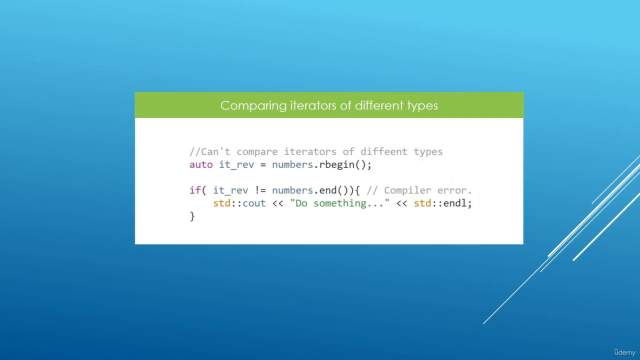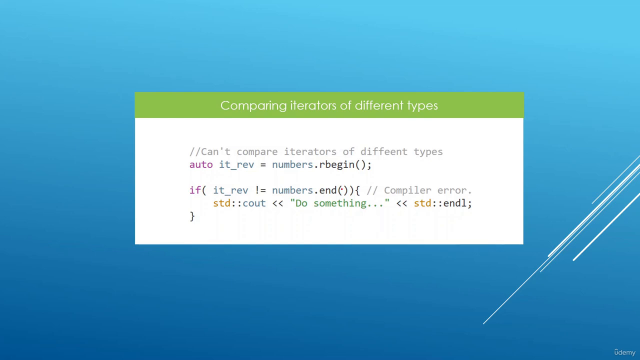Now, one thing I want you to know is that if you compare iterators of different types, the compiler won't be able to really do that, because that's really going to be like comparing apples to tomatoes. So the compiler is going to tell you, I can't compare these two things. They are fundamentally different. So I am going to throw a compiler error, and that's what you're going to get.